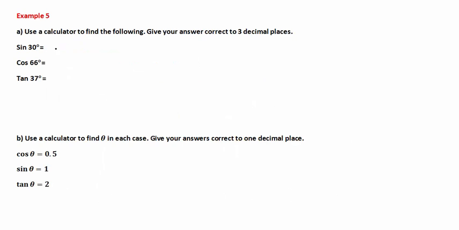Okay, in this example, you'll need to get your calculator and you can check my working. We want to find the sine of 30 degrees. Just put that into your calculator and check you get a half. Okay, cos 66 will be a decimal, and you should get 0.407. I just write to 3 decimal places. And tan 37 is 0.754.